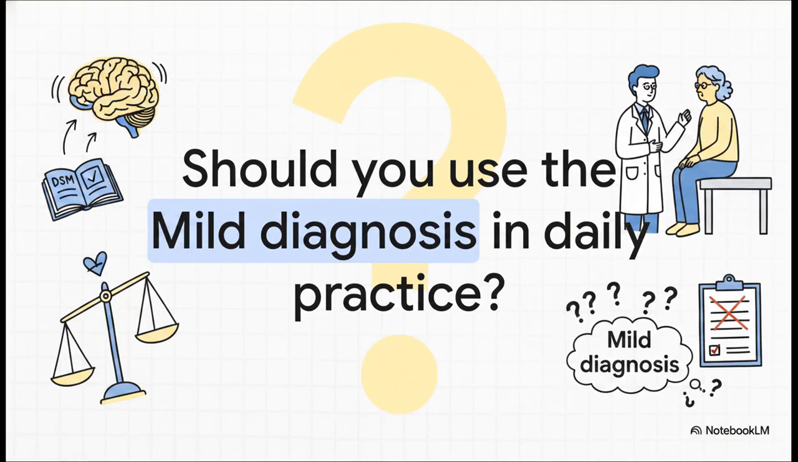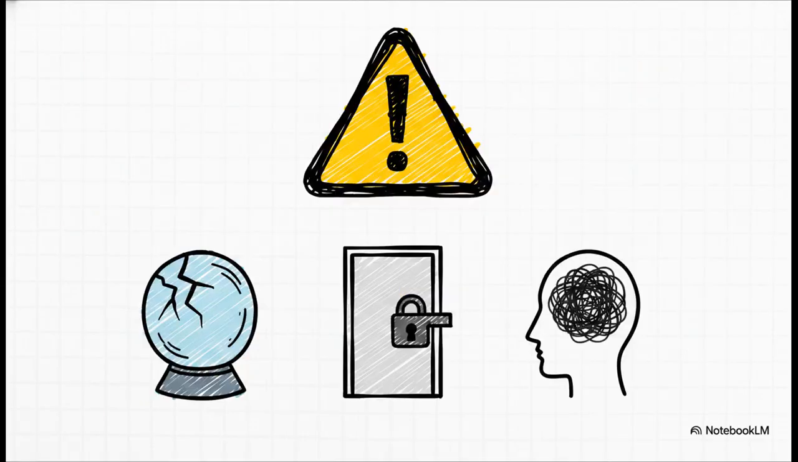Which brings us to Section 4, risks in general practice. So, while early intervention sounds fantastic in a clinical trial, it presents a massive question for us primary care docs. Our primary oath is to do no harm, right? So, should you actually use this mild label when evaluating your older patients during a routine checkup? I mean, it's sitting right there in the DSM-5, but does that mean it actually belongs on your patient's chart today?